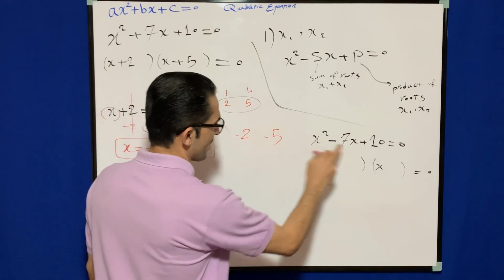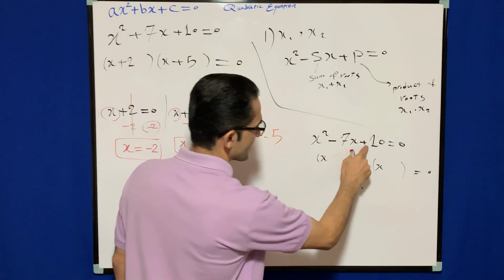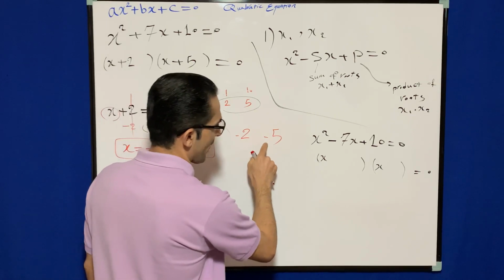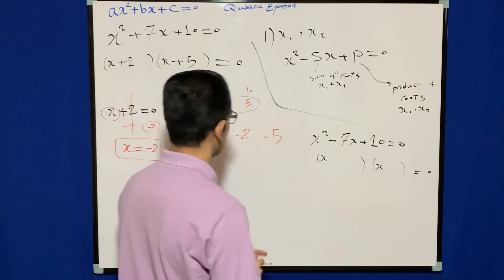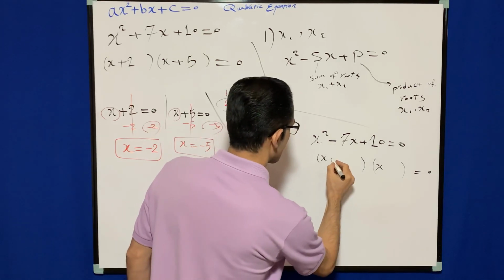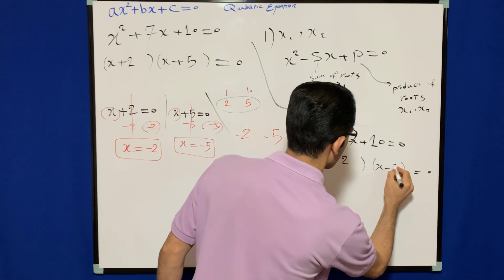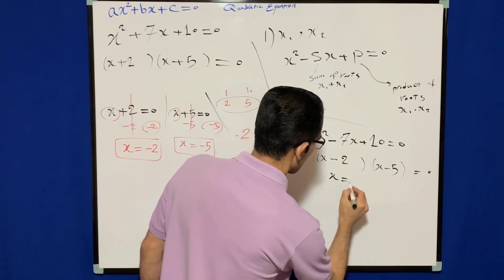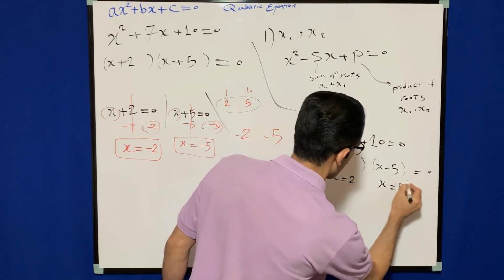2 times 5 equals 10. A negative times a negative is positive. Negative 2 plus negative 5 equals negative 7. So it's (x minus 2) times (x minus 5). As I explained here, x equals 2 and x equals 5.